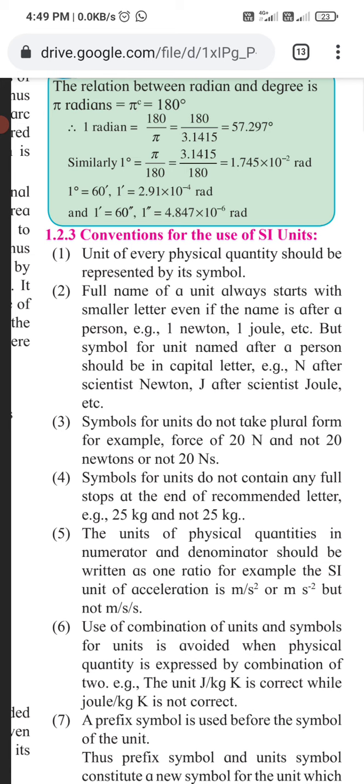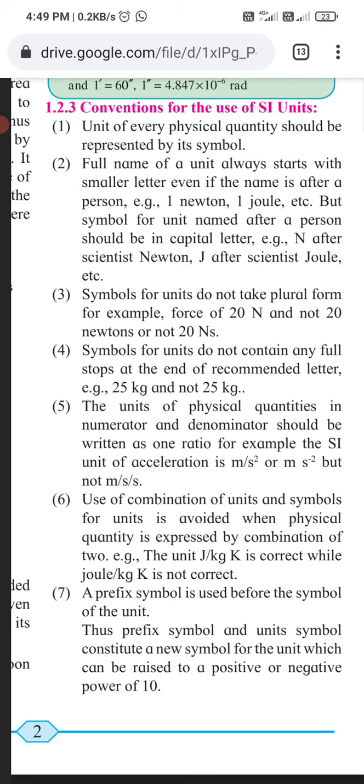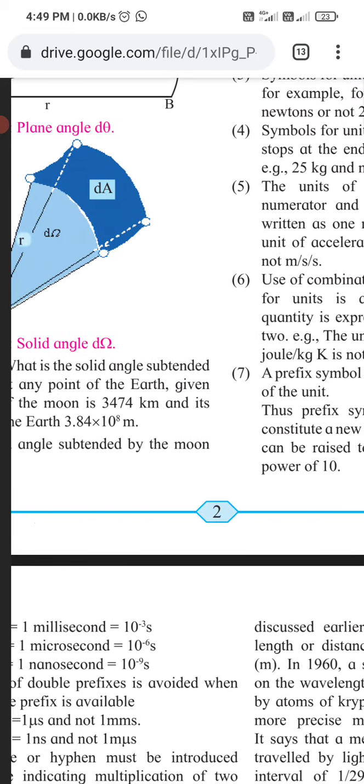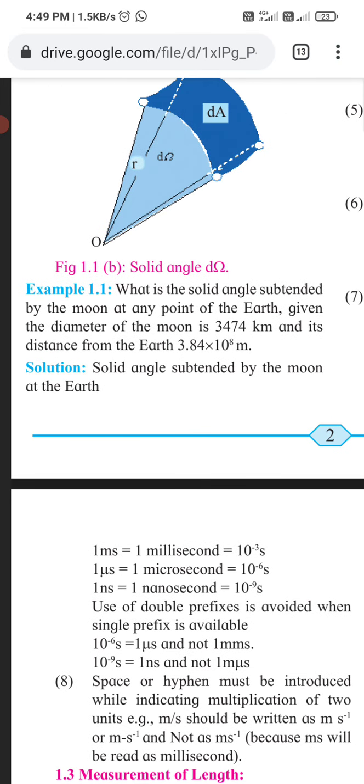A prefix symbol is used before the symbol of the unit. Thus, the prefix symbol and unit symbol constitute a new symbol for the unit, which can be raised to a positive or negative power of 10. That is, 1 millisecond is equal to 10^-3 second, 1 microsecond is equal to 10^-6 second, 1 nanosecond is equal to 10^-9 second.